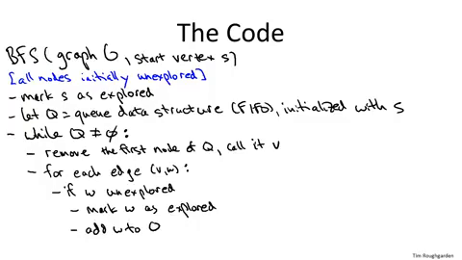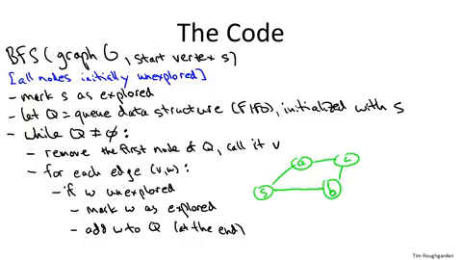so that's where we put W. So let's see how this code actually executes in the same graph that we were looking at in the previous slide. And what I'm going to do is number the nodes in the order in which they are explored. So obviously the first node to get explored is S. That's where the queue starts.